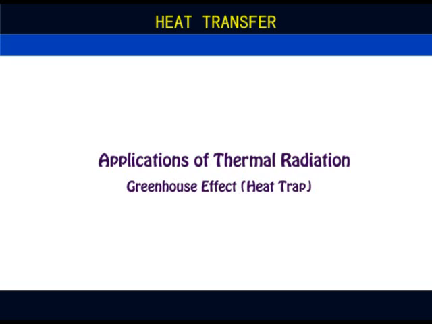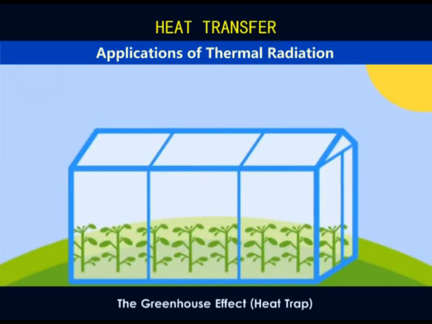Finally, greenhouse effect and heat trap. A greenhouse is used to accelerate the growth of crops and also control environmental conditions. The growth is accelerated by trapping heat inside, which is necessary for photosynthesis. It is made up of transparent polythene material or even glass.